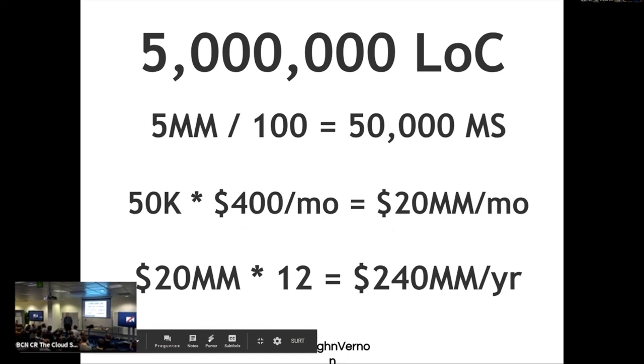Wow, you are blessed. I mean, imagine that you show up one day to the CFO's office and he says, so $240 million a year to keep these 50,000 microservices running? Seriously. I mean, would you keep your job over that?